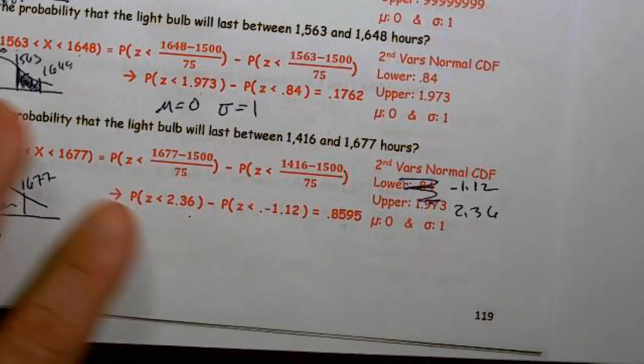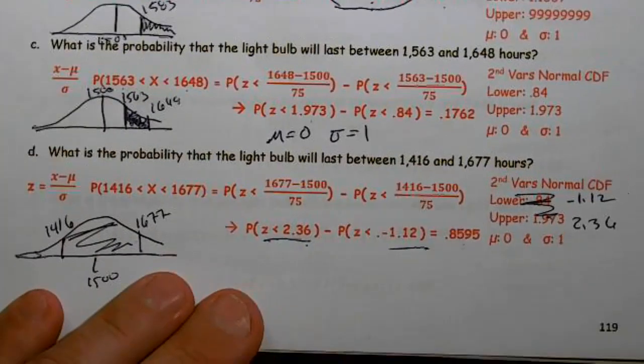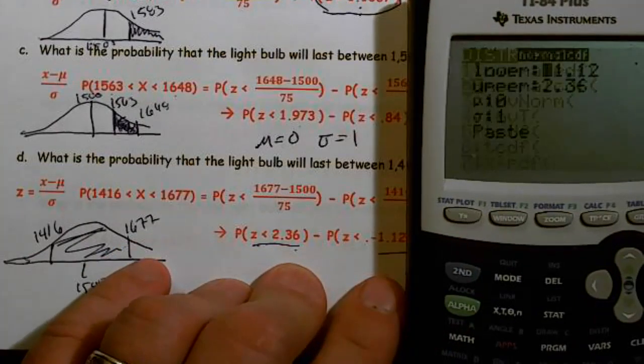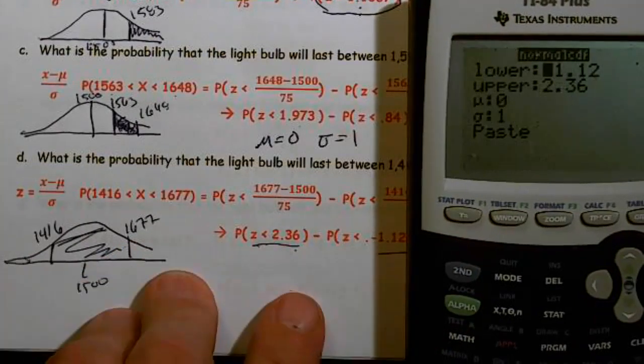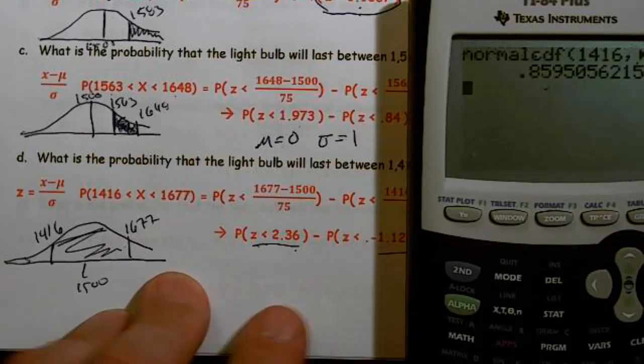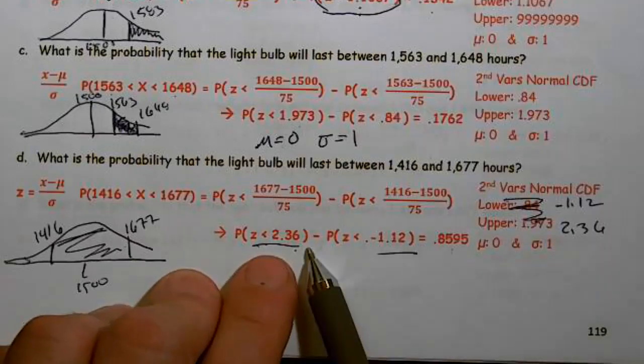All right. And once again, you always have to calculate the z-scores because I know some of you are going, hey, but I can go back and go second vars, normal CDF, lower bound 1,416, upper bound 1,677, mean of 1,500, standard deviation 75. Those are actual values. Get the same score. All right, multiple choice test. You don't have to show me the z-scores, obviously.